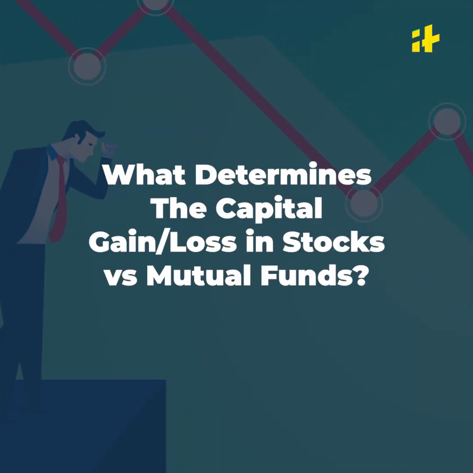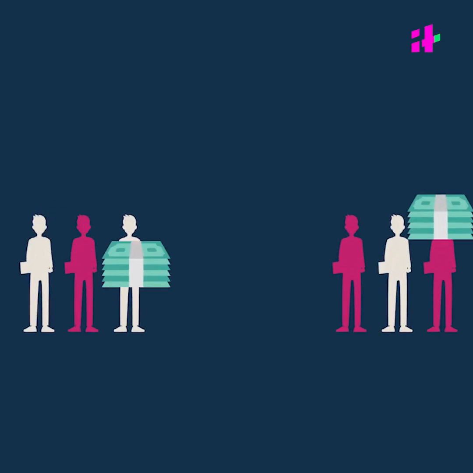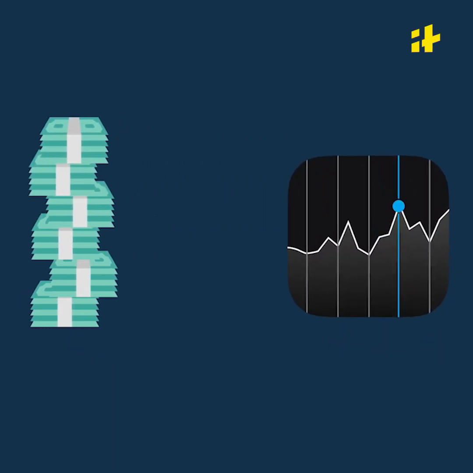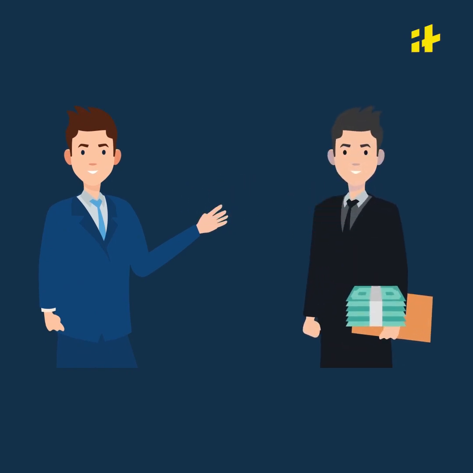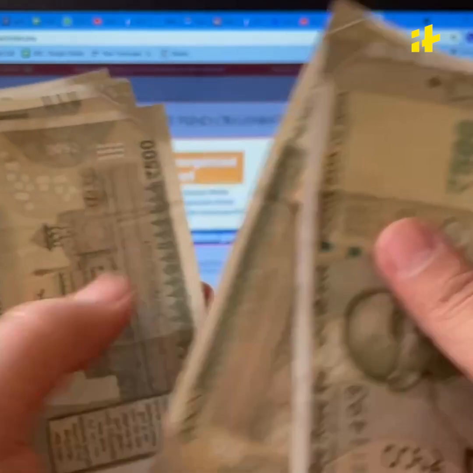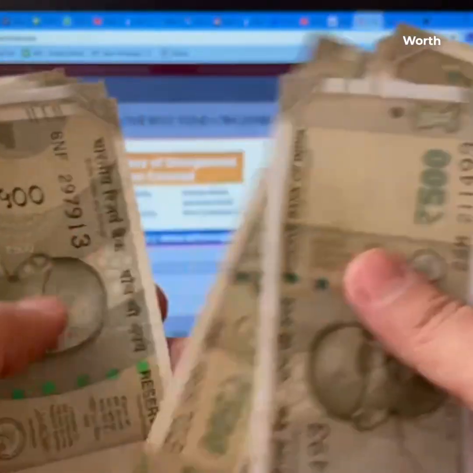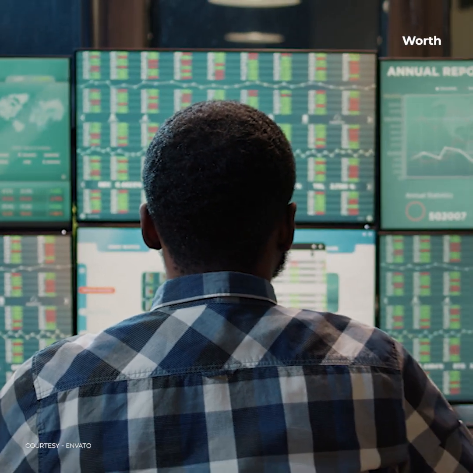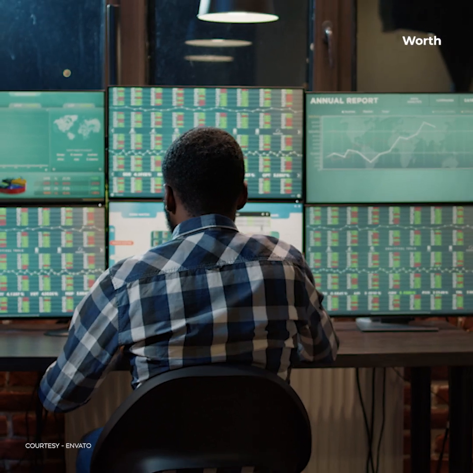Now, what determines the capital gain or loss in stocks versus mutual funds? As far as capital loss or gain through stocks is concerned, the market price of the stock at the time of selling and purchasing is what decides the profit or loss on the share sale. For mutual funds, it's the NAV price at which you purchase and sell the mutual fund units which determines the capital gain or loss. If your chosen mutual fund scheme witnesses capital appreciation at the time of the sale versus the NAV at the time of purchase, you can book capital gains. Whereas if the NAV is running lower than the purchase NAV and you decide to sell the mutual fund units, you will incur a loss.